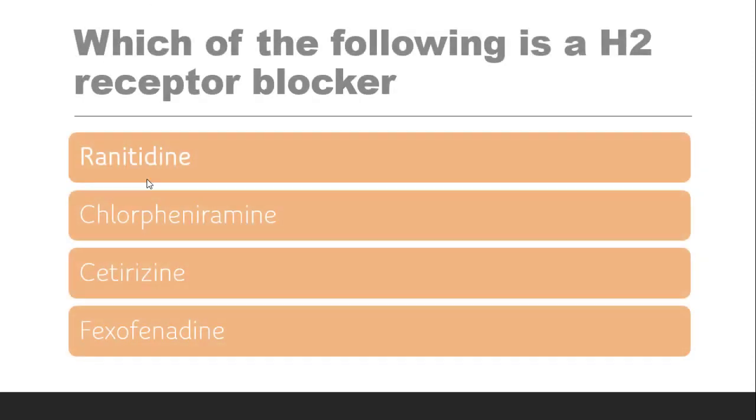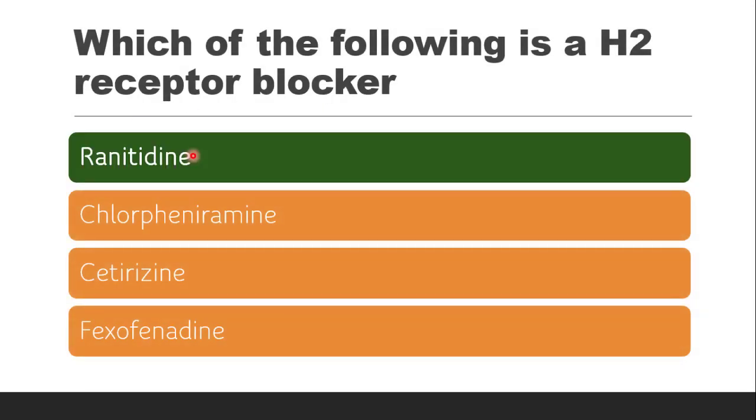Next question is, which of the following is an H2 receptor blocker? Now H2 receptor blockers basically include examples such as ranitidine, famotidine. All these examples are H2 receptor blockers. So the correct answer is ranitidine. Ranitidine is one of the H2 receptor blockers. Other H2 receptor blockers are cimetidine, famotidine, nizatidine.